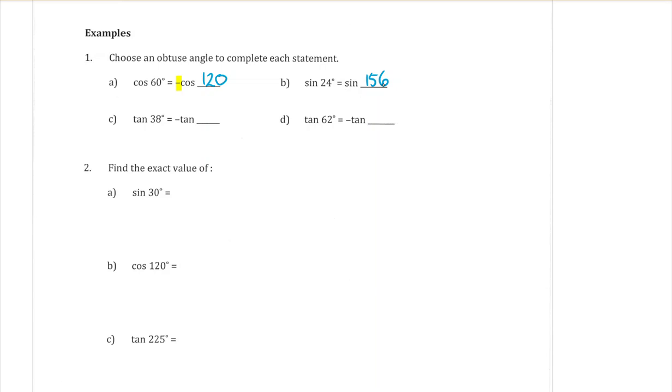Next one, tan. Push it into the second quadrant, it's going to be negative. Only sine is positive in the second quadrant. So the angle is going to be 180 minus the 38, which is 142. Tan of 62, tan in the second quadrant is negative, okay? And 180 minus 62 is 118. Yeah?